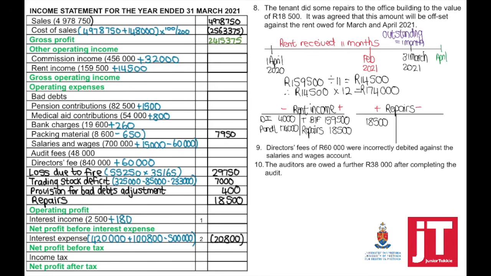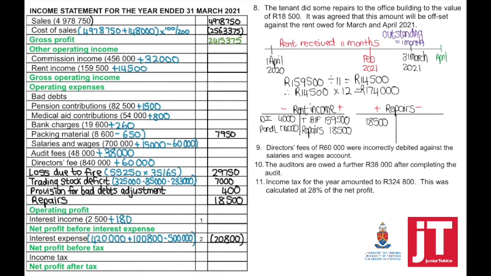Adjustment 10. The auditors are owed a further 38,000 after completing the audit. Again, anything that is still outstanding must be added. So in my audit fees, we are going to say plus 38,000.